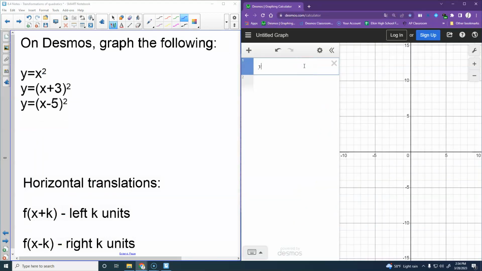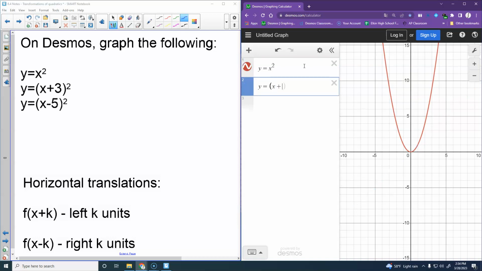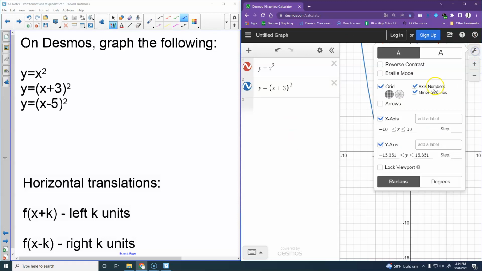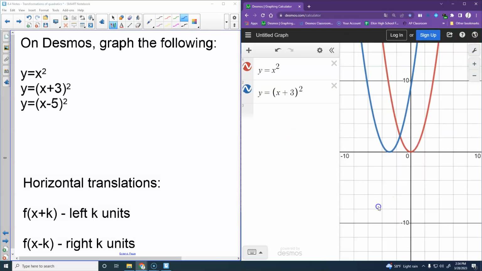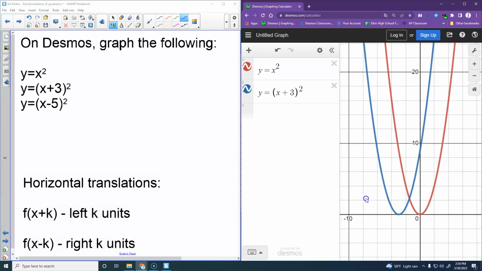So I'm going to graph y equals x squared right here. That's sort of like our reference, our parent graph, right? Then I have y equals (x plus 3) squared, and then y equals (x minus 5) squared. Let's just look at that (x plus 3) squared first.